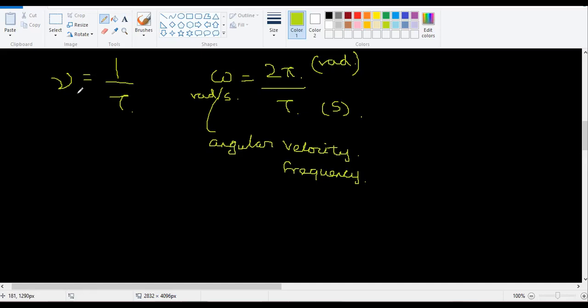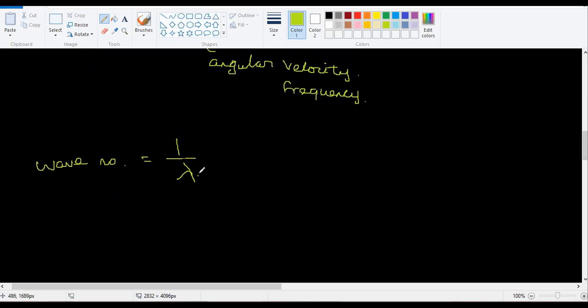So this is called frequency. Similarly, we have something called wave number. Wave number is defined as 1 by lambda. Waves in 1 unit length. So how many waves do you have in 1 unit length? Because this will be in meters.